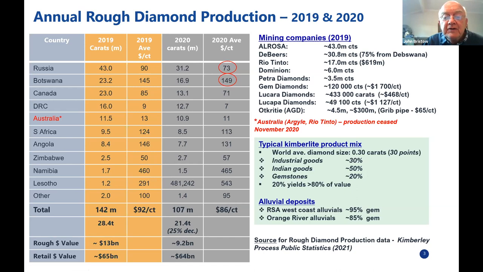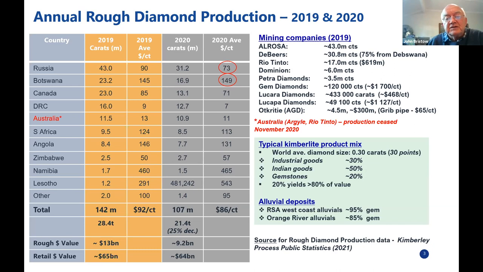But even in the kimberlite production, there's industrial goods, very, very poor quality. They're what we call the Indian goods, which make up about 50% of the production. Those are the small diamonds that the Indian cutting and polishing factories cut very successfully. And then there's the gemstone content, which makes up about 20%, the real value. And you'll see there 20% of the yield actually gives you about 80% of the overall value.